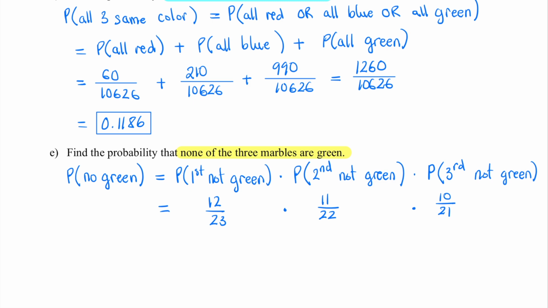Now, let's multiply them. 12 times 11 times 10 is 1,320. 23 times 22 times 21 is 10,626. And the question is asking for a decimal rounded to 4 decimal places. So we'll take 1320 divided by 10,626 and we'll get 0.1242.